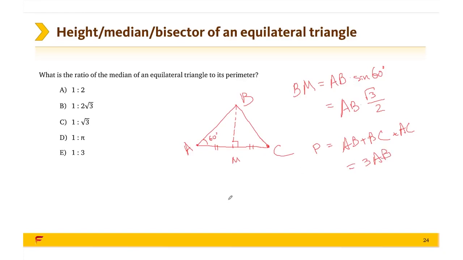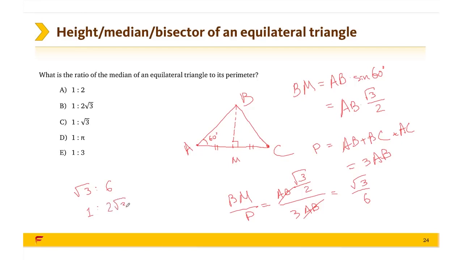Now, the ratio of the median to the perimeter is BM over P, equals AB square root of 3 over 2 over 3AB. And this is square root of 3 over 6. Or we can write it as square root of 3 over 6 or 1 over 2 square root of 3. I just got rid of the square root on the left-hand side and the right-hand side. And the answer here is B.